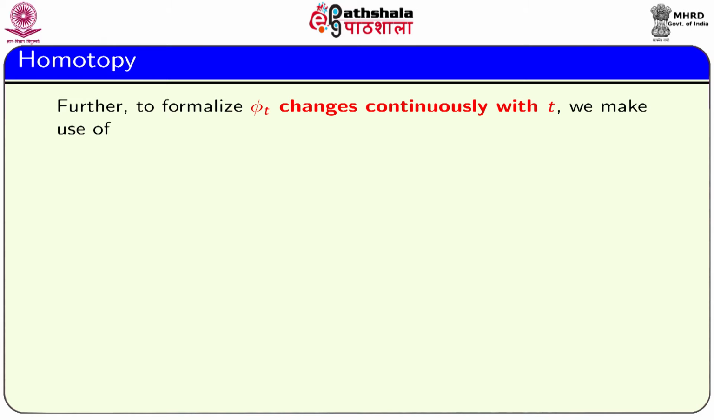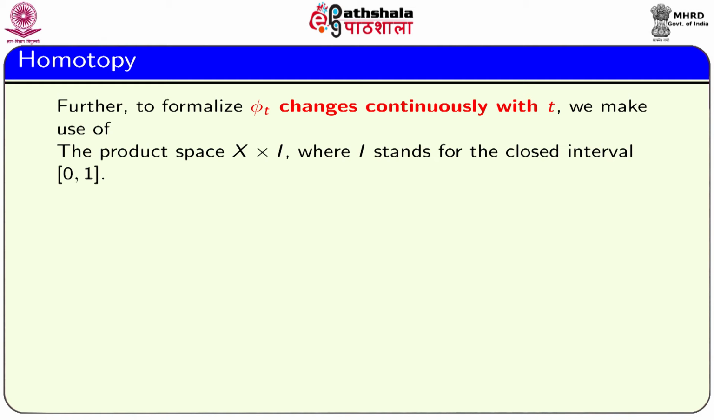Further, we need to formalize once again phi t changes continuously with t. What do I mean by that? So, for formalizing phi t changes continuously with t, we make use of the product space X cross I, where I stands for the closed interval 0, 1.